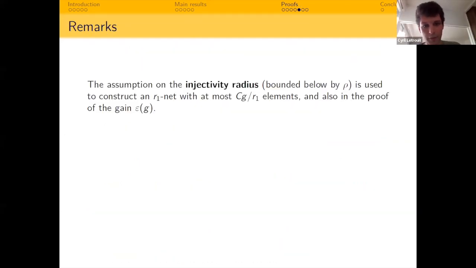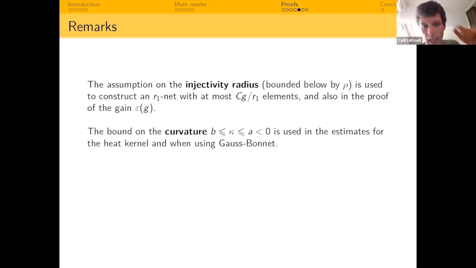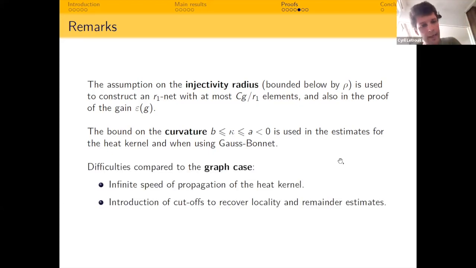So first, a few remarks before going to the proof of 2. The assumption on the injectivity radius that we are using, that it's bounded below by rho, even if rho is very small, we need it. It is used to construct an R1 net, as I said, with at most CG over R1 elements. Otherwise, it's not possible. And also in the proof of the gain, that I will explain in a second. The bounds on the curvature, you've seen we have already used them in the estimates for the heat kernel when using Gauss-Bonnet, etc.